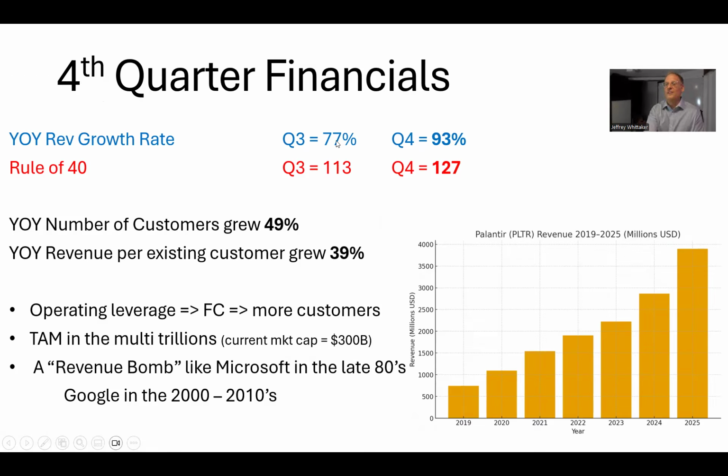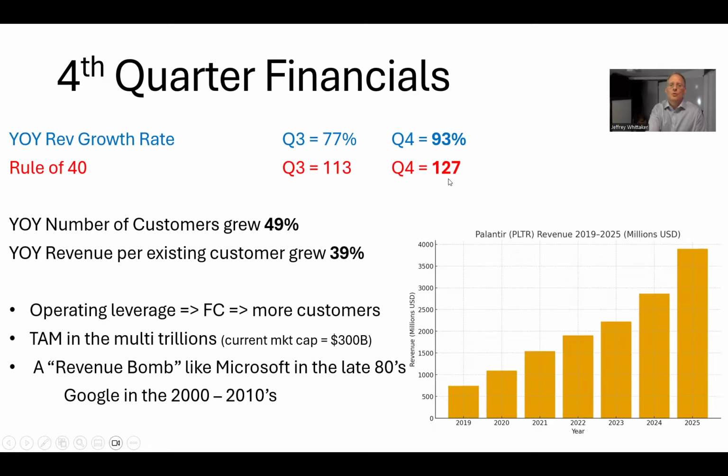We had 77% year over year growth in revenue, compared to maybe 10 or 12% for the typical technology corporation. But in the most recent quarter, fourth quarter of 2025, 93% year over year revenue growth. So we have accelerating growth in revenue. And this thing called Rule of 40, which adds up the revenue growth rate with the operating margin of the company, with the number 40 being a really good number for a software as a service type business, has grown from 113 all the way up to 127. So this company is just exploding.